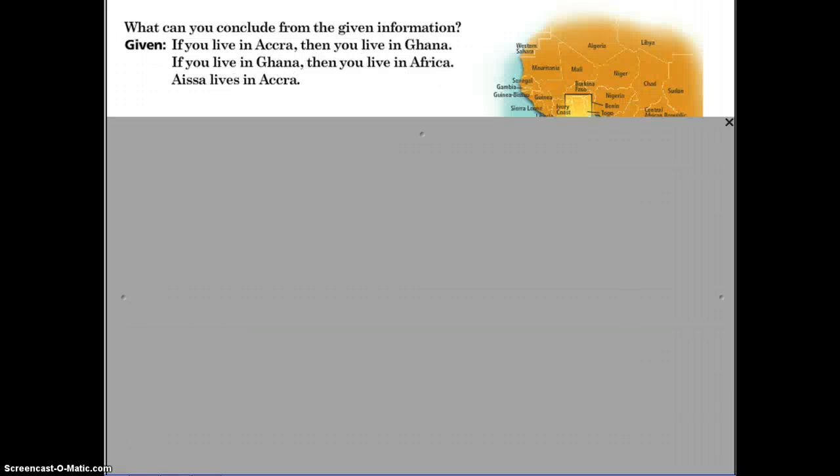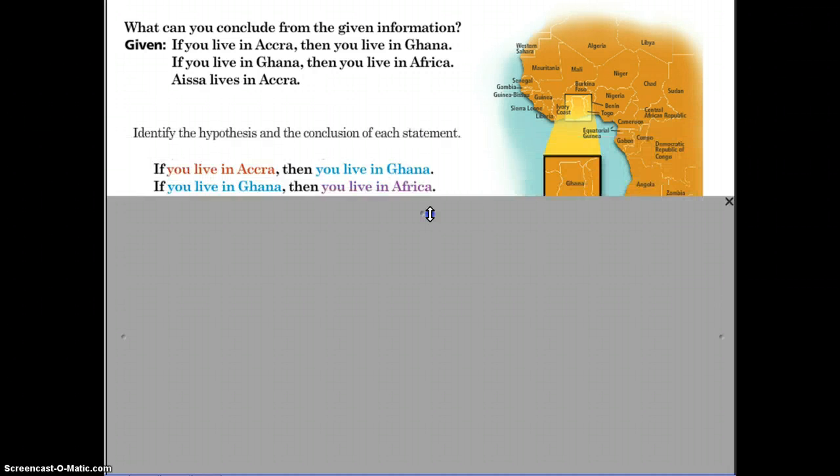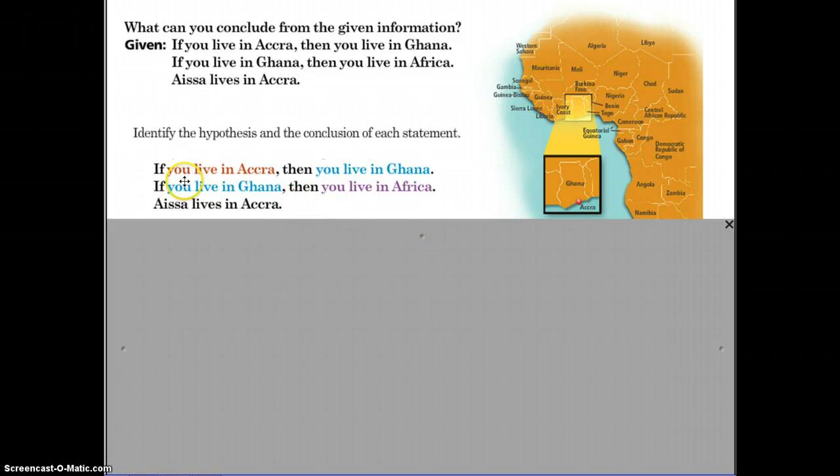Sorry. Last one. What can you conclude from this given information? If you live in Accra, then you live in Ghana. If you live in Ghana, then you live in Africa. Aisa lives in Accra. So let's figure this out. Identify your hypothesis and conclusion of each statement. Our hypothesis is you live in Accra. Conclusion, you live in Ghana. Now this repeats: you live in Ghana. So conclusion, you live in Africa.